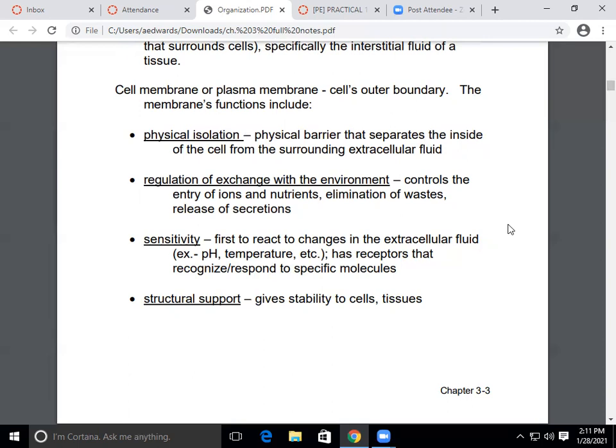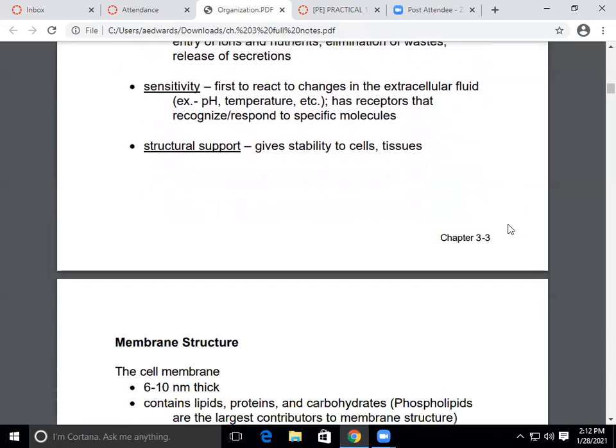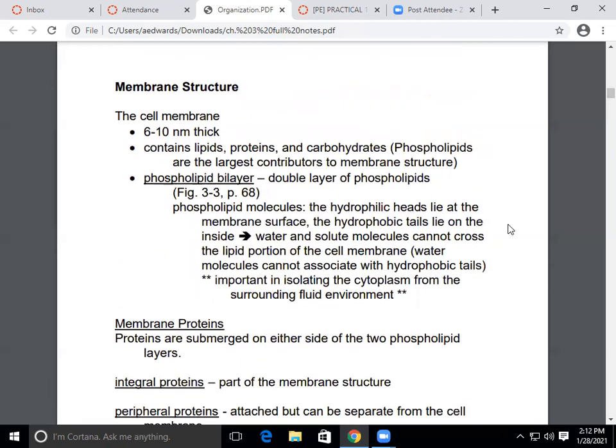Next, structural support. It's going to give stability to your cells and your tissues. If you didn't have a cell membrane, all this stuff would just go everywhere. It has to have a container to keep everything where it's supposed to be. So those are important functions of the plasma membrane.